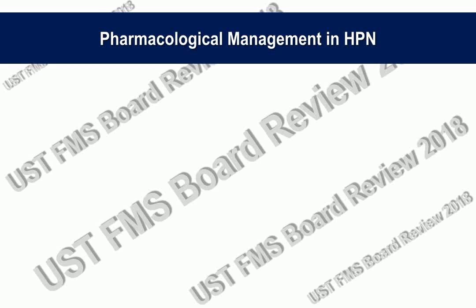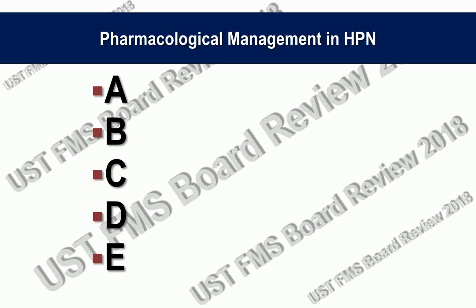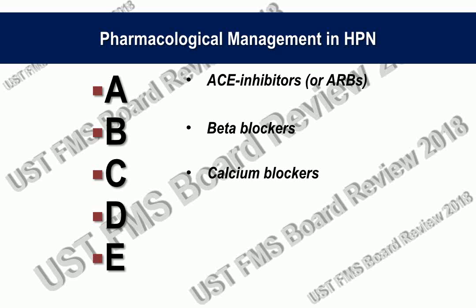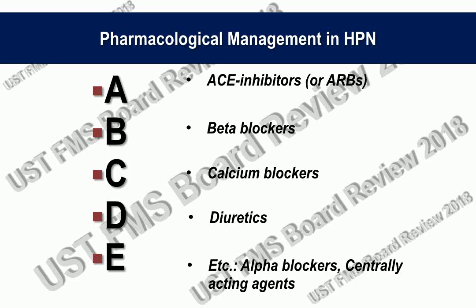And this one, just to simplify the different drugs, you memorize the first 5 letters of the alphabet. And this corresponds to the following classes of drugs for hypertension: ACE inhibitors or ARBs, your beta blockers, calcium channel blockers, finally your diuretics, and E corresponds to the others, or etc., your alpha blockers or centrally acting agents. So what are the particular agents for each class?